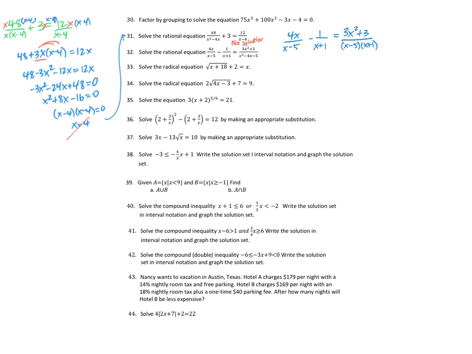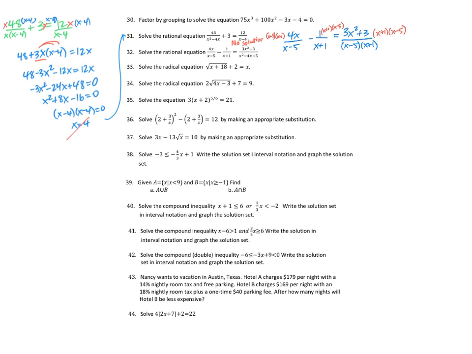So I'm just going to multiply through by both of those things to eliminate all of the denominators. So I'm going to multiply this by x plus 1 and x minus 5. I'm going to multiply this by x plus 1 and x minus 5. And I'm going to multiply this by x plus 1, x minus 5. So since I multiplied by the same thing on both sides, that was a legal move there. And so I can see some things are going to reduce.